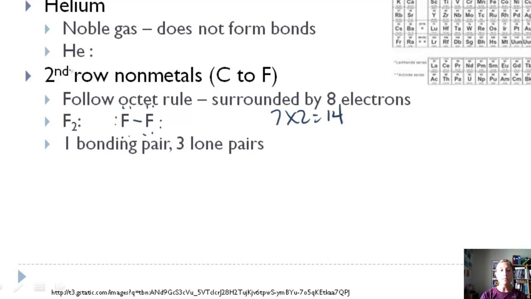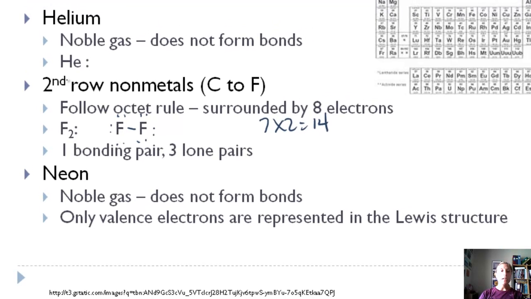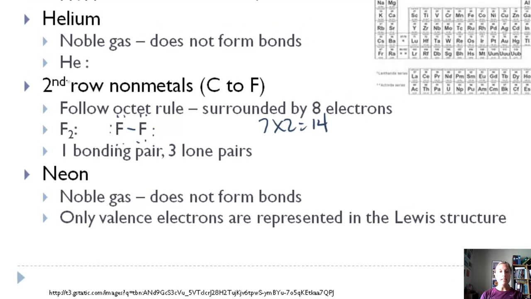Basically, today we're going to talk about how to draw those Lewis structures. If we look at neon, it's a noble gas. It doesn't form bonds. Remember, only valence electrons get represented in the Lewis structure.